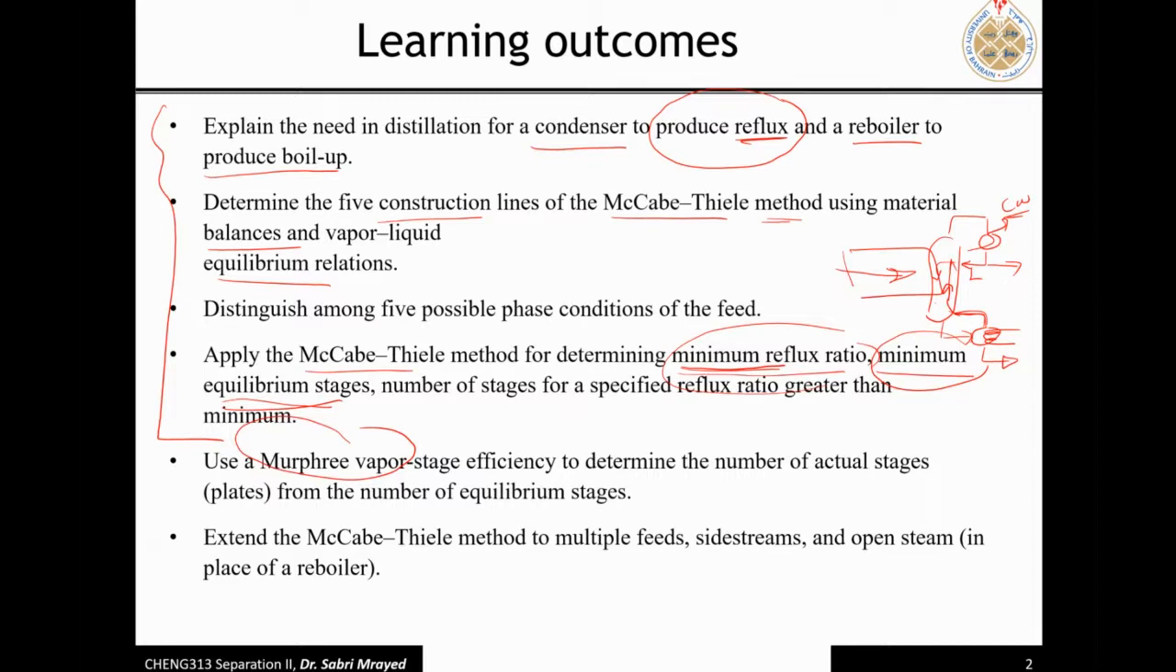Now, I will see if this is possible or not, we might cover part of this: how we apply the McCabe-Thiele method if we have multiple feeds and side streams and open steam in place of a reboiler. These are very common, multiple feeds, multiple streams and open steam. It means instead of using a reboiler, you will be using steam instead. How will this affect the way we calculate the number of stages?